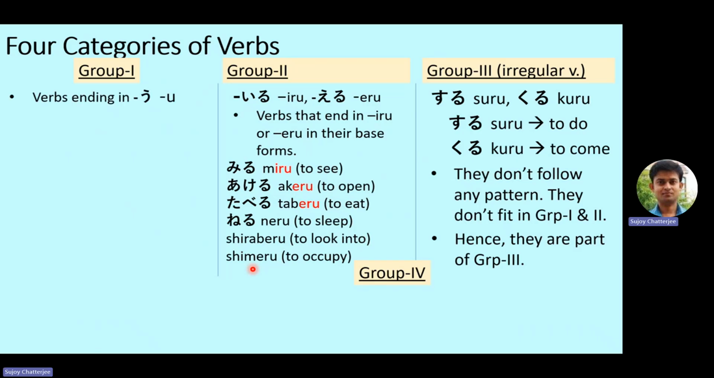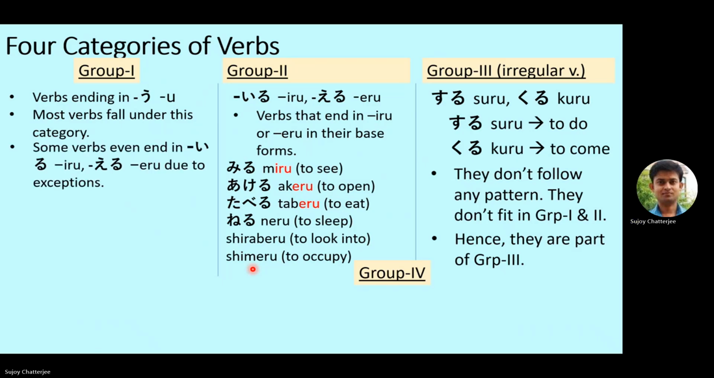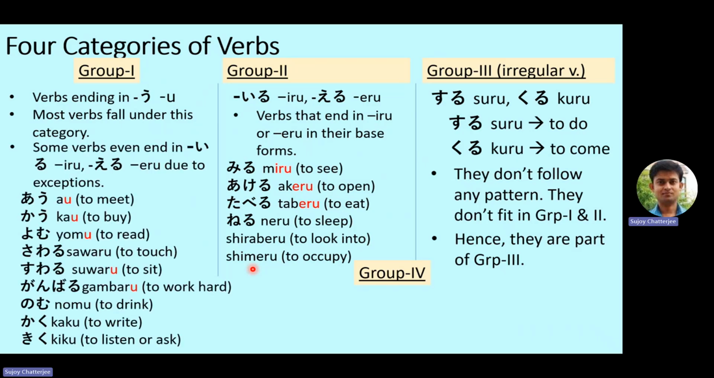Now in group 1, we have verbs that end in u. So there will be u at the end. For example, au, to meet. Kau, to buy. Yomu, to read. Sawaru, to touch. Suwaru, to sit. Ganbaru, to work hard. Nomu, to drink. Kaku, to write, and kiku, to listen or to ask.